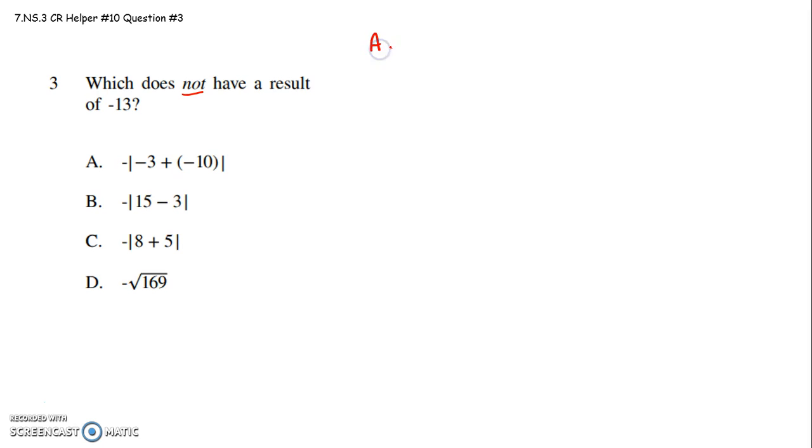So let's take a look at A. It says negative, and then inside absolute values, negative 3 plus negative 10. All right, so I have to get a single value within my absolute value. The first thing I'm going to do is rewrite my double sign as a single sign. Plus a negative becomes a minus. So I rewrite the problem. I keep my negative outside, I keep my absolute value, I keep my negative 3, but plus a negative became minus. So it's negative 3 minus 10 within absolute value.